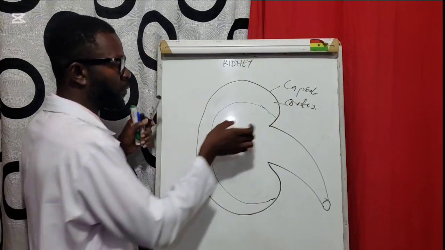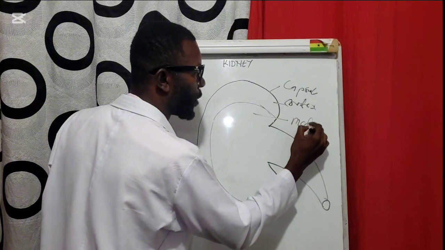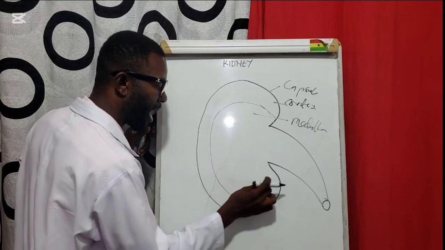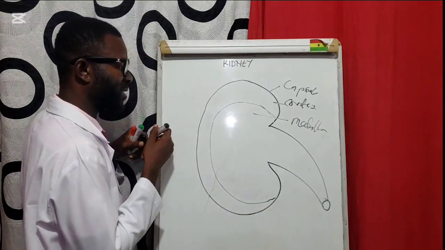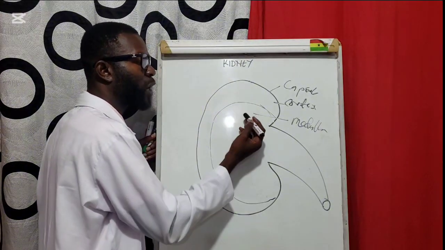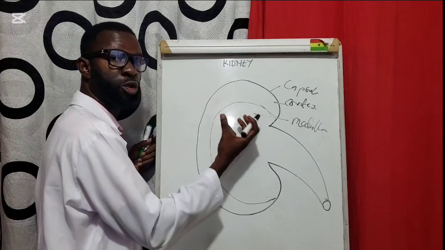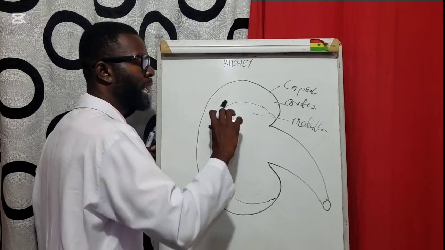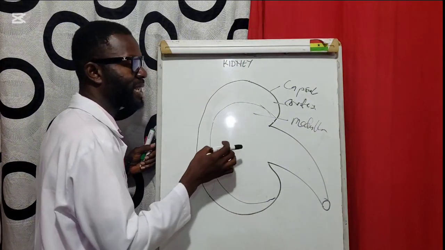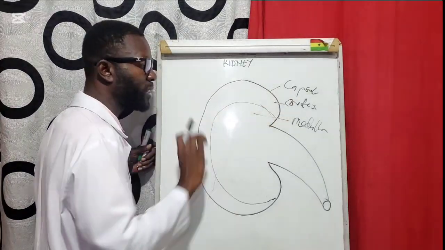Then also, within this area, we call it the medulla, the renal medulla. You're going to find the medulla around this area. What it does is that it helps in filtration. It helps in reabsorption of some of these vital nutrients. And it helps in urine concentration by balancing the water and the electrolytes. We will go deep into all these things.